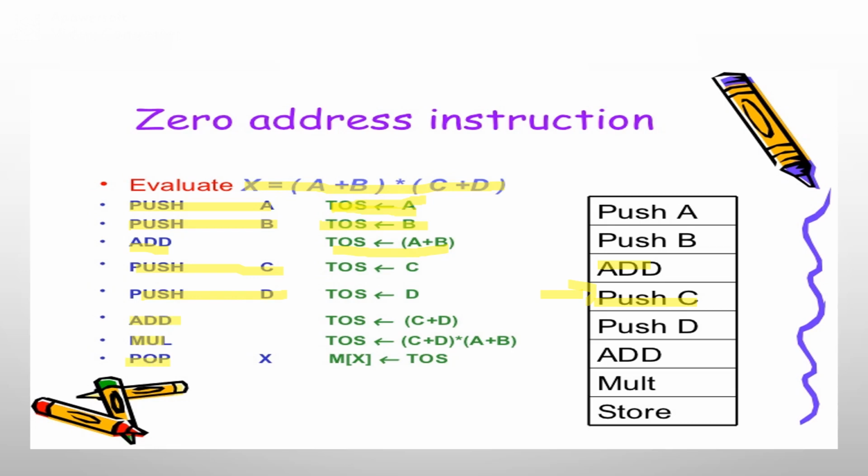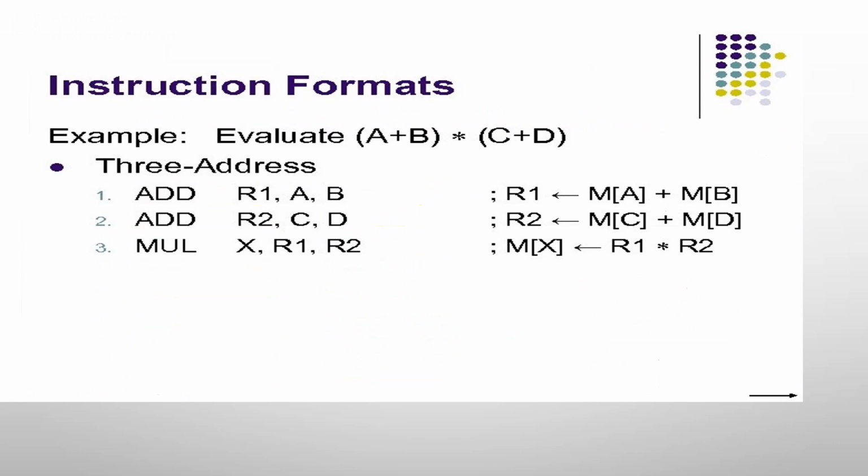and finally pop the content of X. So finally we have to pop the content of X, that is X is equal to A plus B star C plus D. So this is how we can write the zero address instruction using push as well as pop operations.